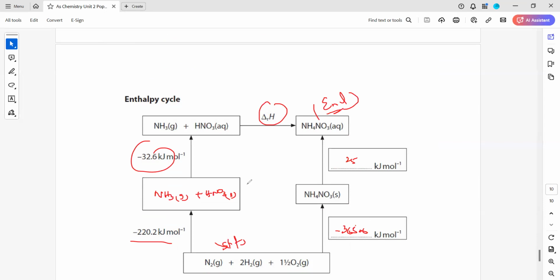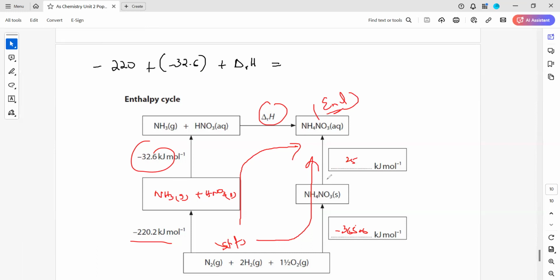So if you follow route 1 or you follow route 2, the overall energy change is independent of the route. So it will be minus 220, actually it's an addition, plus minus 32.6, plus the enthalpy change of the reaction, equals route 2, minus 365.6 plus 25. And this is your subject, so you just work out the enthalpy change of this reaction.